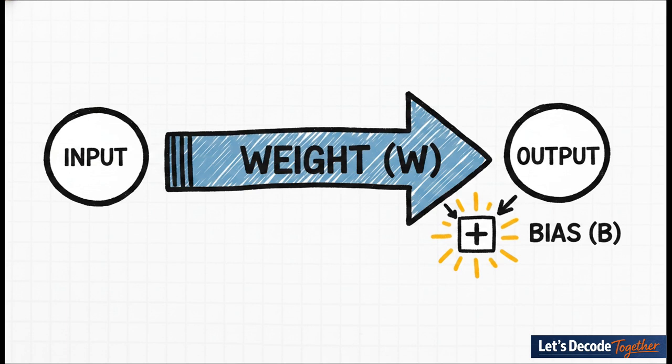So, a really large positive weight strongly increases a neuron's activation, while a weight near zero basically means that specific input is just ignored. Biases, on the other hand, are a constant added to the total sum. They give us a baseline shift. That means a neuron actually has the flexibility to fire even if every single incoming input happens to be zero.